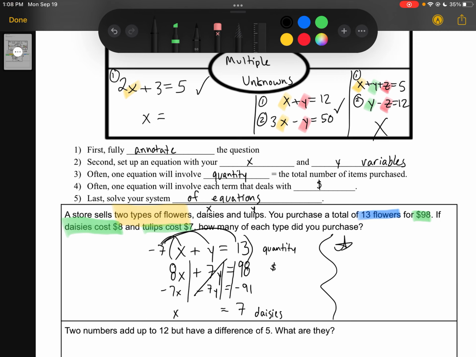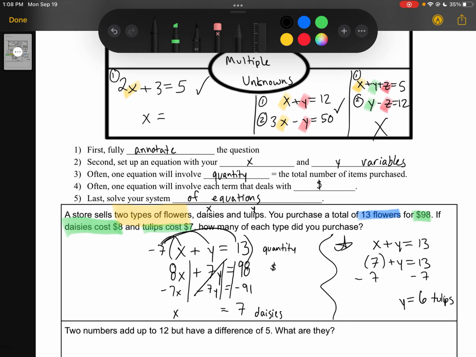All right, so if we plug this back in, what we're gonna see is we can use the first equation. I think it'd probably be the easiest one. x plus y is 13. We know that x is 7. So now what we can do is just subtract 7 from both sides. And we'll be left with y equals 6 tulips. So checking our work here, 7 daisies and 6 tulips, that is 13 total flowers. And then if we were to multiply our 7 daisies times $8, and then our 6 tulips times $7, that actually should add up to 98 as well. So it fits. So both of those things work.